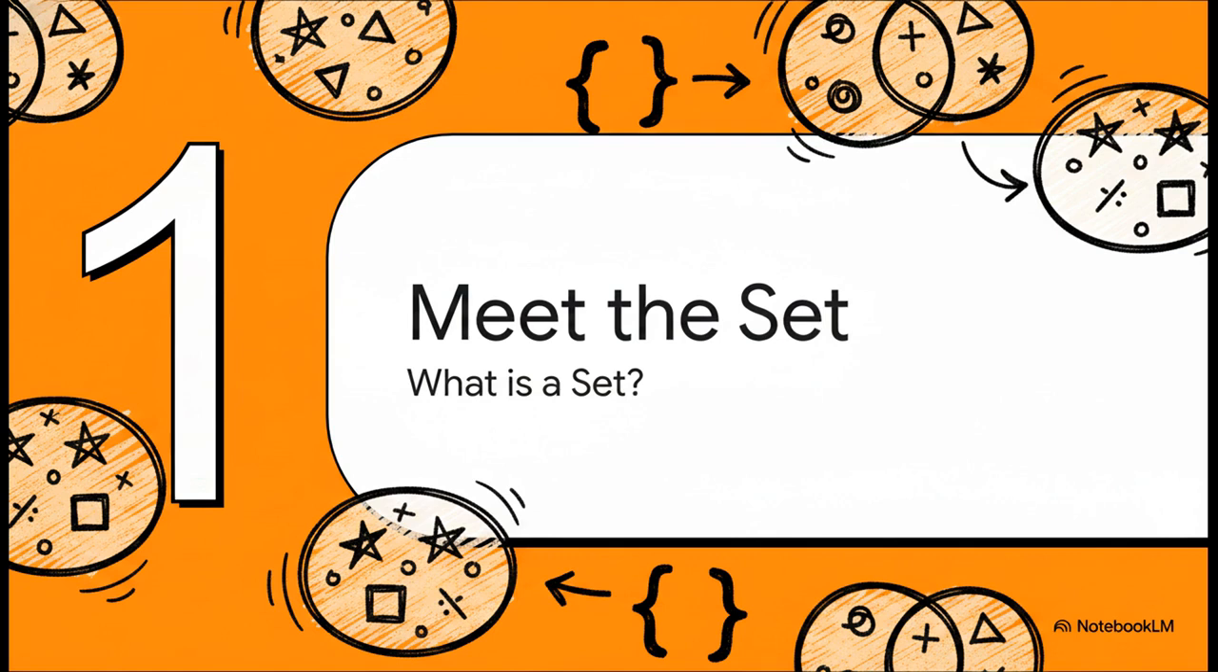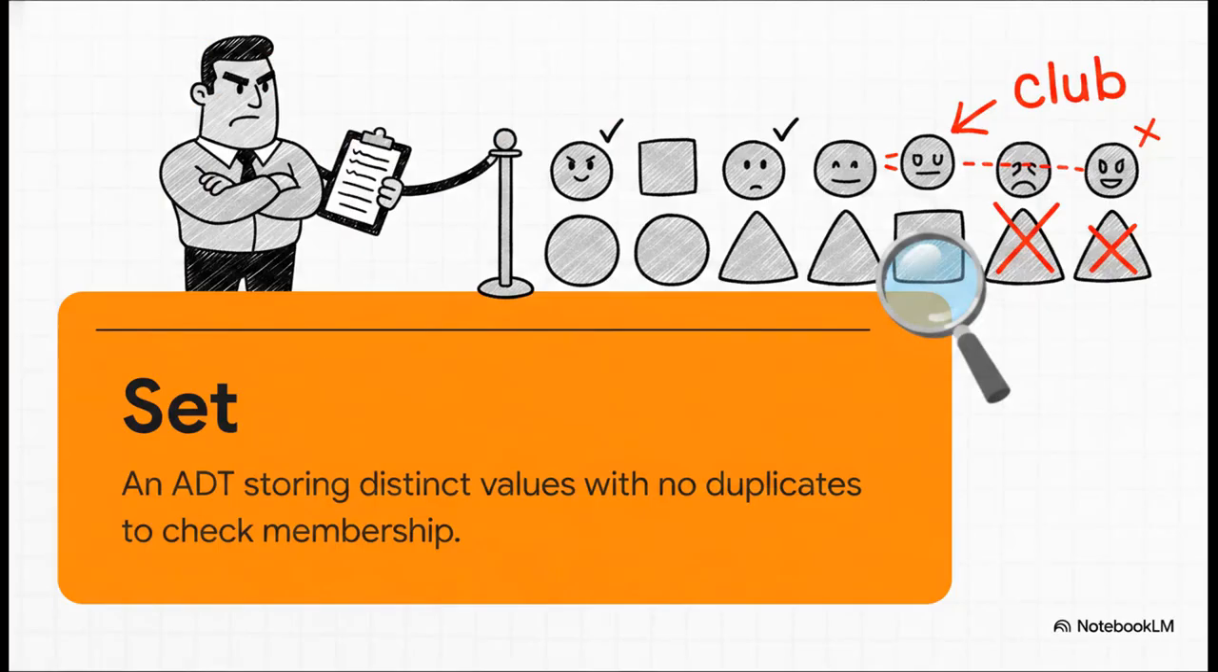Section 1, Meet the set. Let's get a clear understanding of what actually makes this abstract data type so incredibly unique. A set, by definition, is an abstract data type that stores distinct values with absolutely no duplicates allowed, period. Honestly, think of a set as a strict, completely uncompromising club bouncer checking a VIP guest list. That bouncer is really only there to instantly verify membership. They are asking one simple question: is this person on the list? And they will strictly ignore anyone trying to get into the club twice.